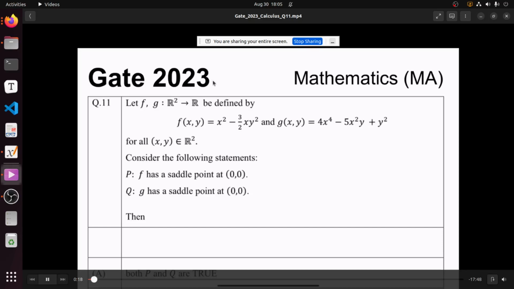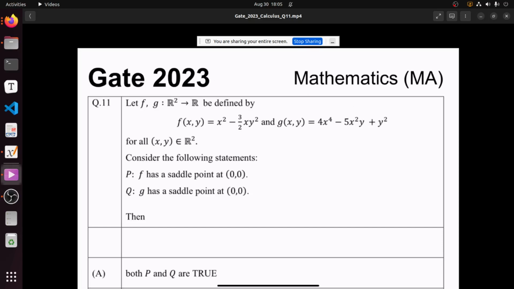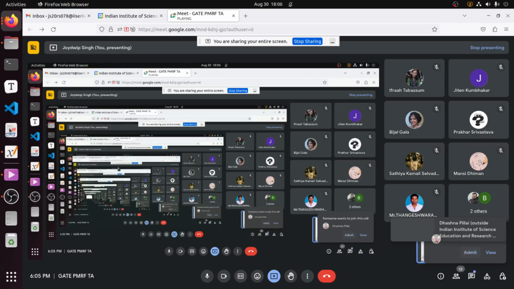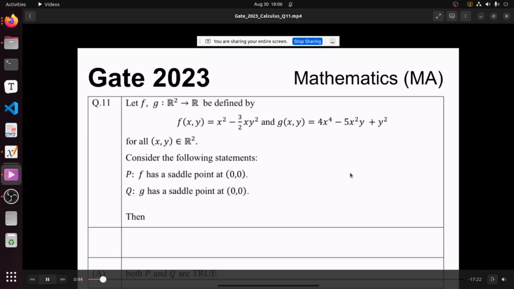Let f and g be two functions from R2 to R. They are defined by f(x,y) equals x squared minus 3y squared plus xy squared, and g(x,y) equals 4x to the power 4 minus 5x squared y plus y squared, for all (x,y) in R2. Consider these two statements. Statement P says that f has a saddle point at (0,0), that is at the origin, and Q says that g has a saddle point at (0,0).